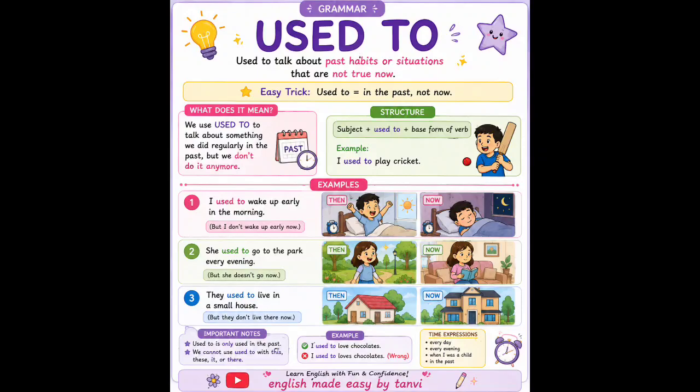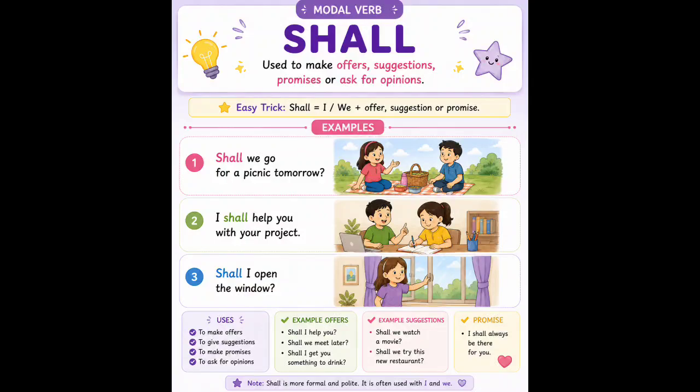For example, I used to watch cartoons every day. Means I earlier watched cartoons regularly, but now maybe I don't. This modal is very useful when talking about childhood memories or old habits. I hope this much is clear to all of you. Now let's continue. Now let's learn shall.